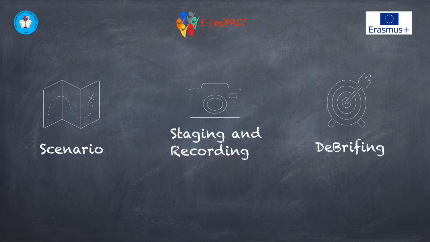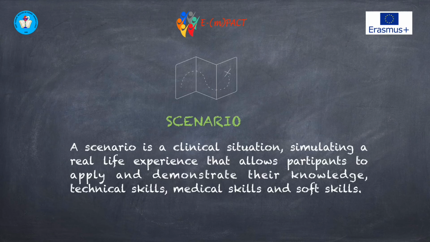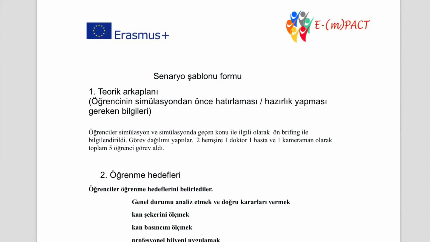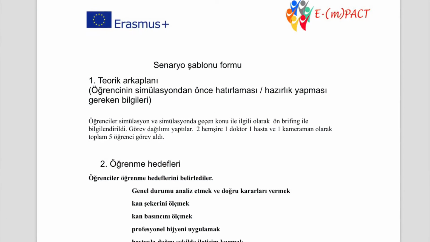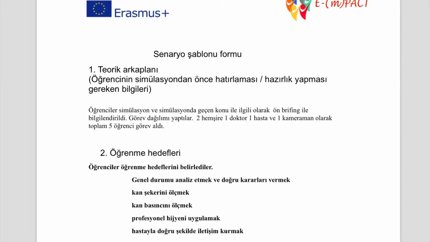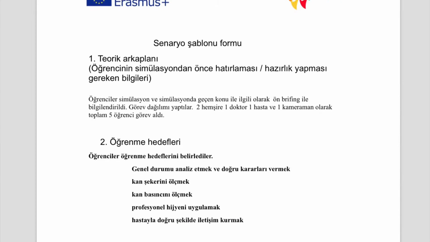There are three parts of a simulation: scenario part, staging and recording part, and debriefing part. A scenario is a clinical situation simulating a real-life experience that allows participants to apply and demonstrate their knowledge, technical skills, medical skills, and soft skills. A scenario determines the roadmap of simulation. The fitness level of a scenario makes it easy to reach the educational aims of simulation.